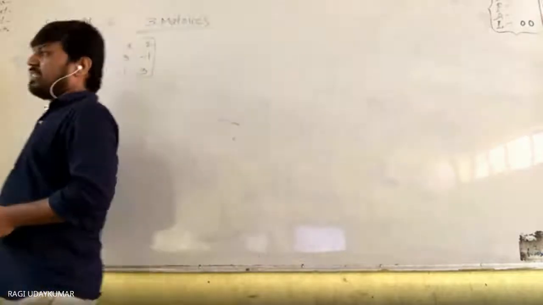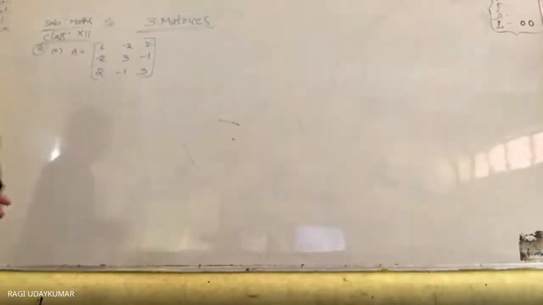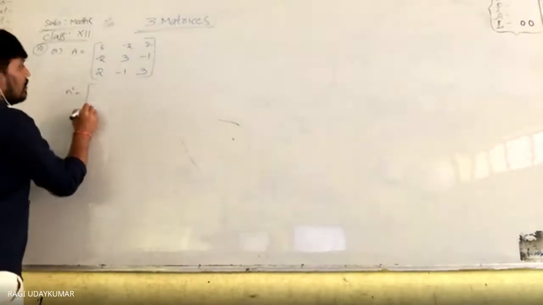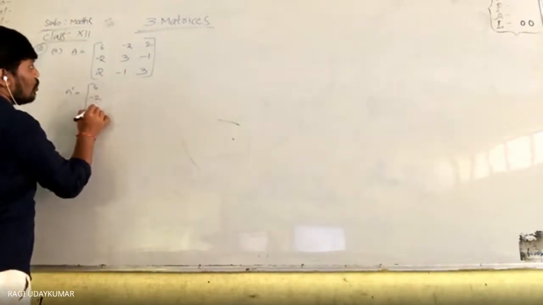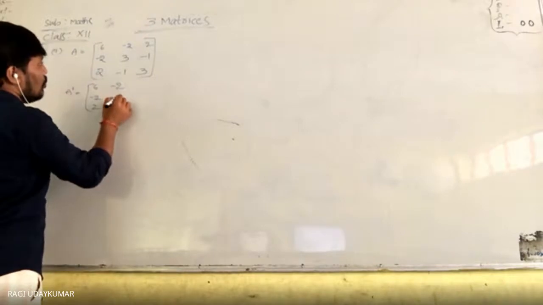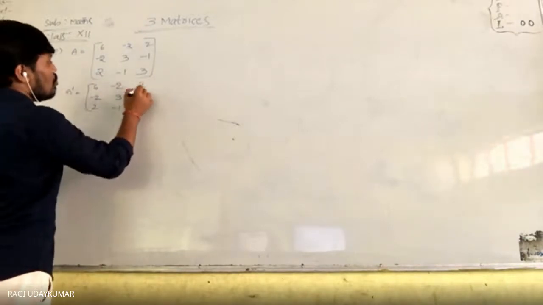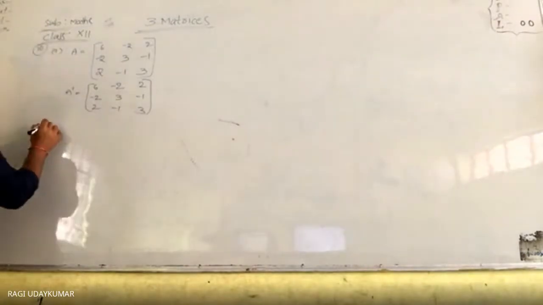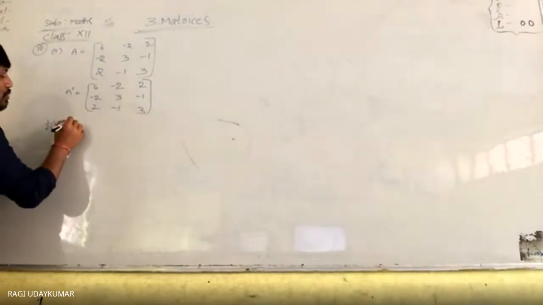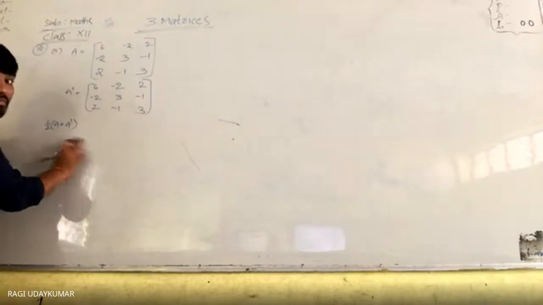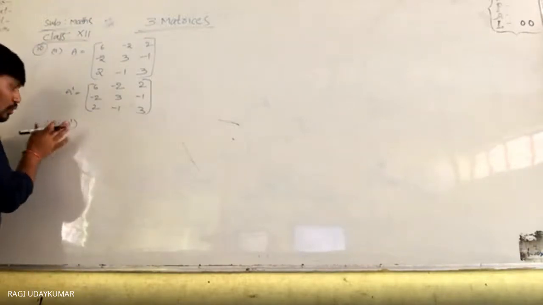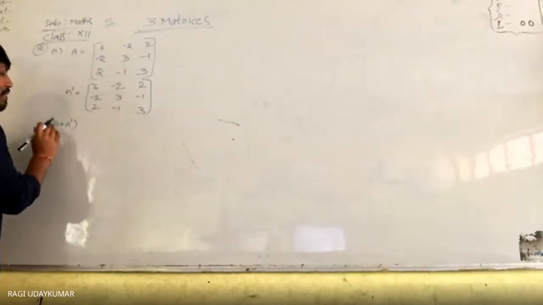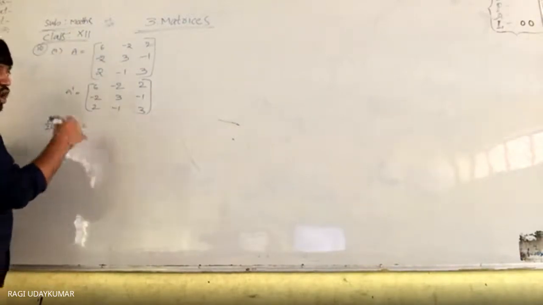So this matrix, is it a symmetric matrix? You need to find A transpose. A transpose is 6, minus 2, 2; minus 2, 3, minus 1; 2, minus 1, 3. Now what to do here? Half of A plus A transpose is the symmetric matrix. So first you find A plus A transpose and then take half of it.